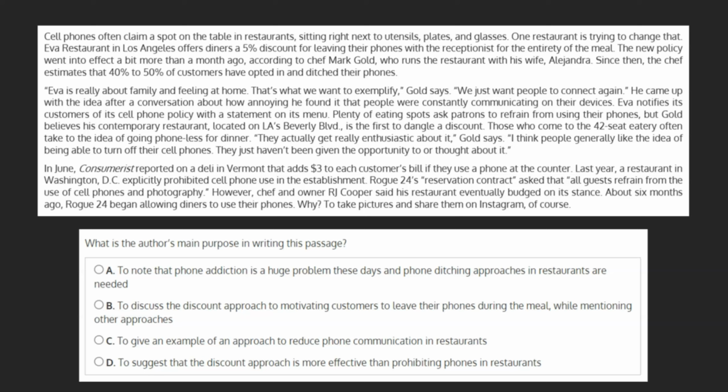C. To give an example of an approach to reduce phone communication in restaurants. Or D. To suggest that the discount approach is more effective than prohibiting phones in restaurants.